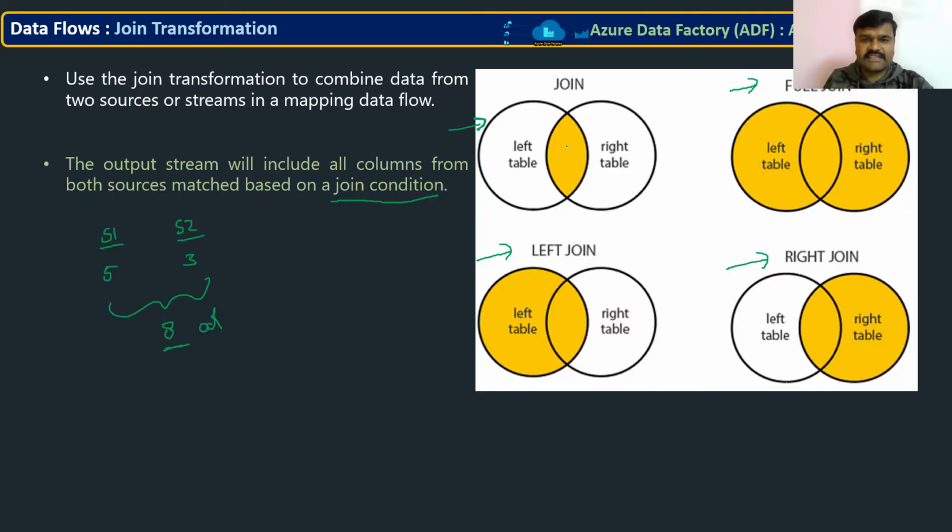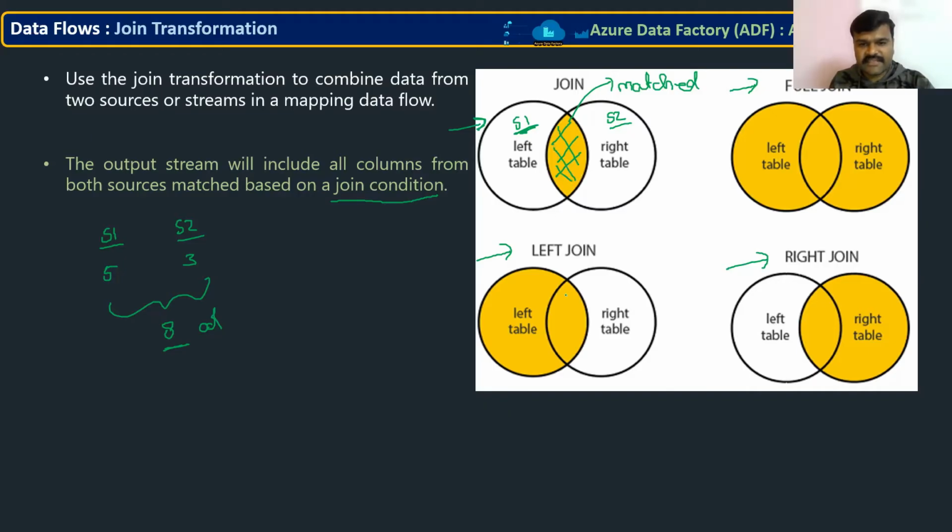See, just try to understand the yellow part. This is table 1 or stream 1, and this is stream 2, for example. Whoever is on the left side becomes the left stream, and whoever is on the right side will be the right stream. There is no big understanding needed for left and right. Now this yellow part is always the matched records. Remember that part. That means the common part between both the tables.